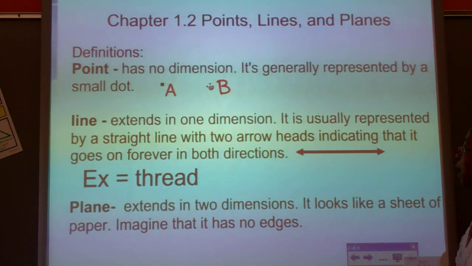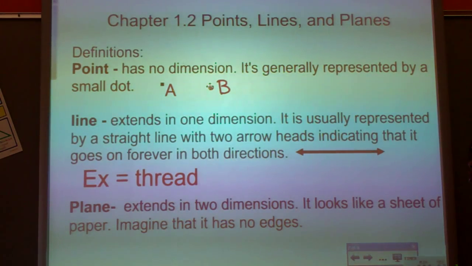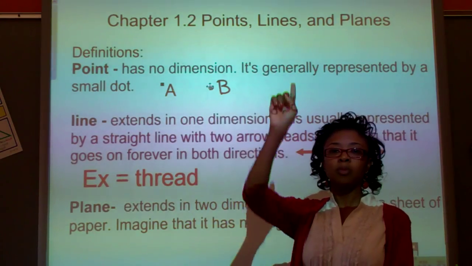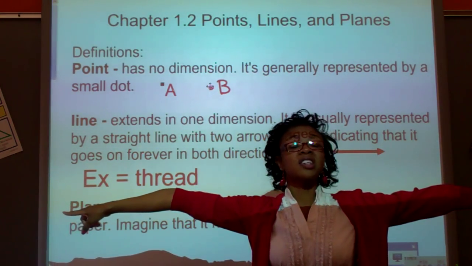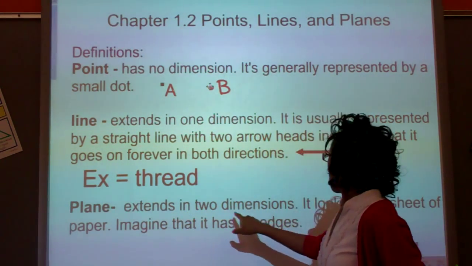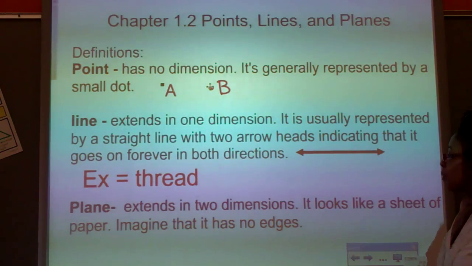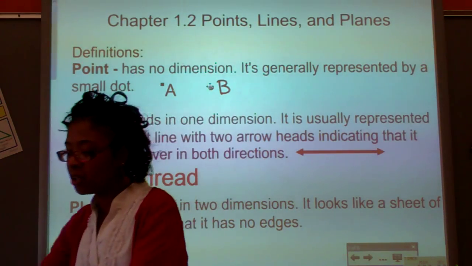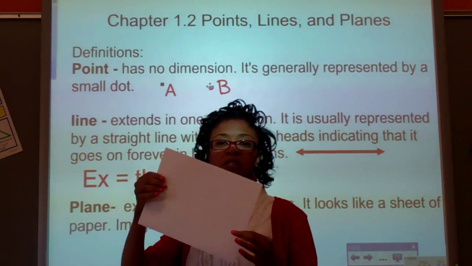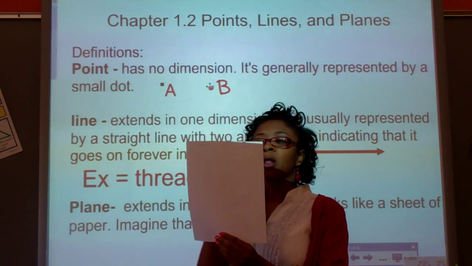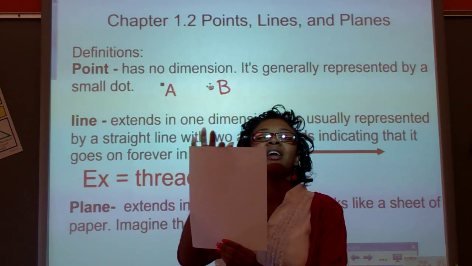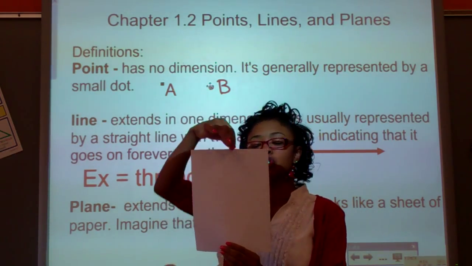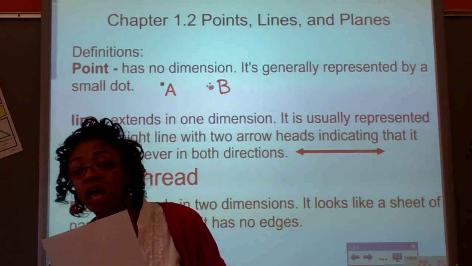A plane extends in two dimensions. So it may go north and south and east and west at the same time. It looks like a sheet of paper, but imagine it has no edges. So for example, this would be our plane. Imagine the fact that it does not cut here or there. It will just go on forever and ever.